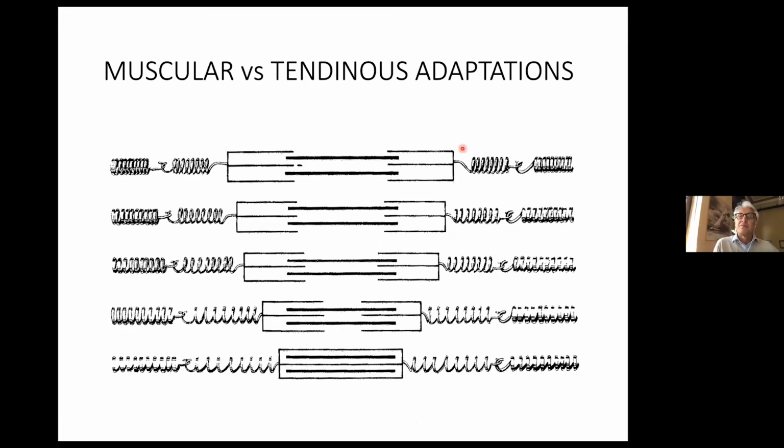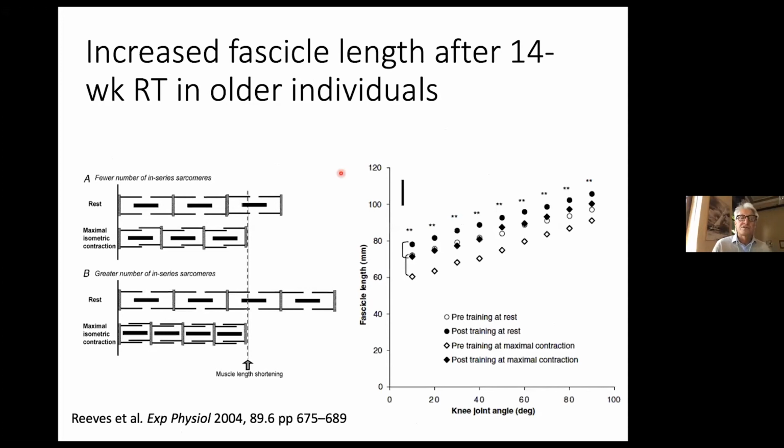We have to consider that the tendon is in series with the contractile component. So we have to consider also the muscle responses to understand the impact on function. We found that when we train older people, the length of the fascicles increased after 14 weeks of strength training. This was in the vastus lateralis muscles, and it suggested that there was an addition of sarcomeres in series.